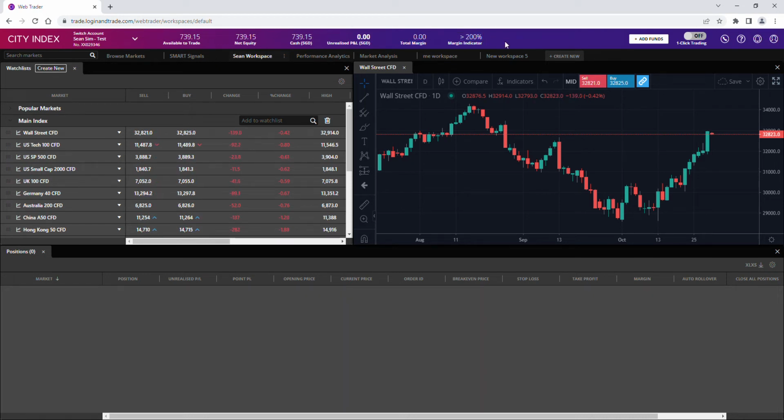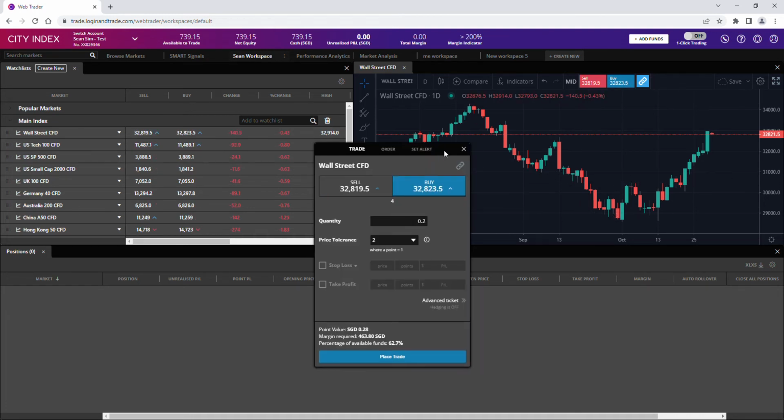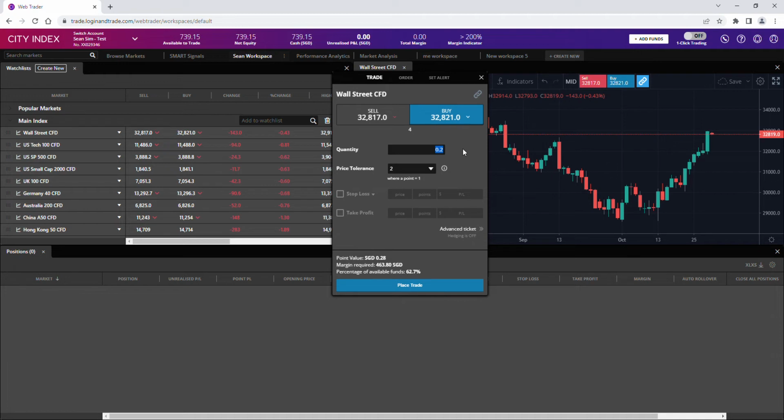Once you are on the platform, find a counter that you want to trade. For example, I will use Wall Street, which is our Dow Jones index. Place an order, open up the order ticket, and enter the quantity that you want to buy. Assuming I would like to buy 0.5 unit, I want to go for a long trade, a buy trade. You can see that the margin requirement below indicates it will require $1,159.47 in order to buy this 0.5 unit quantity of Wall Street CFD.